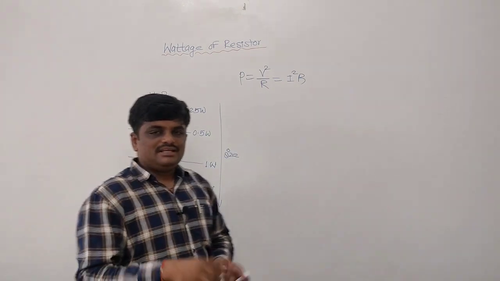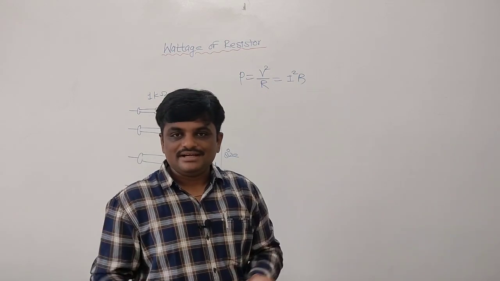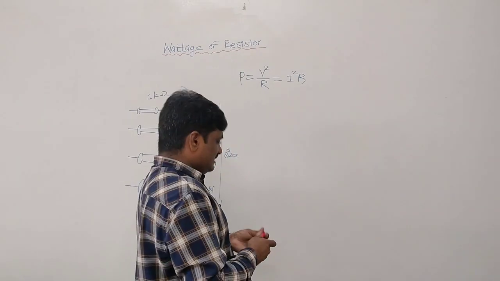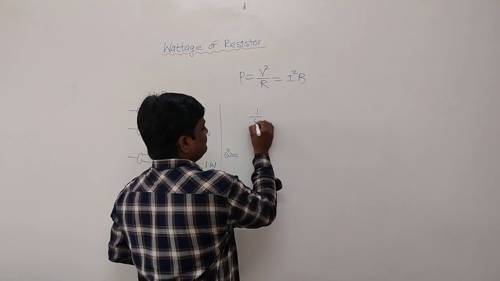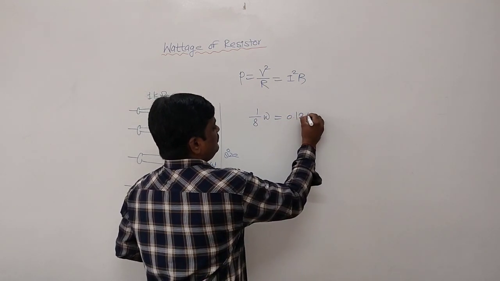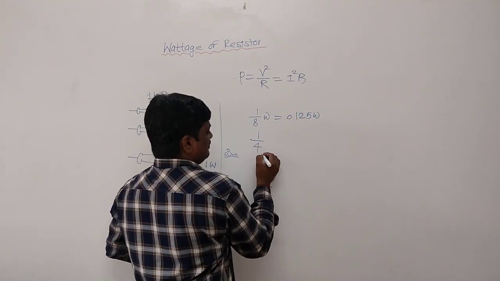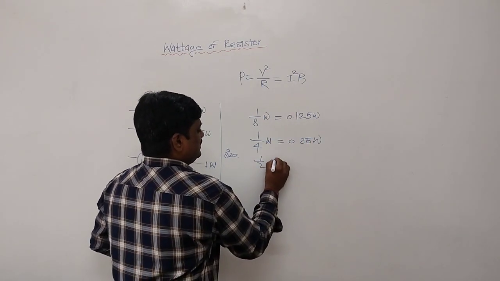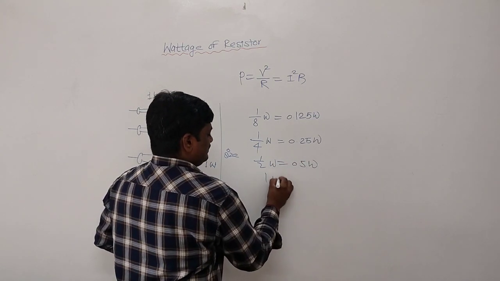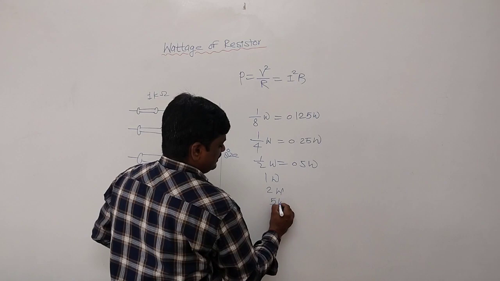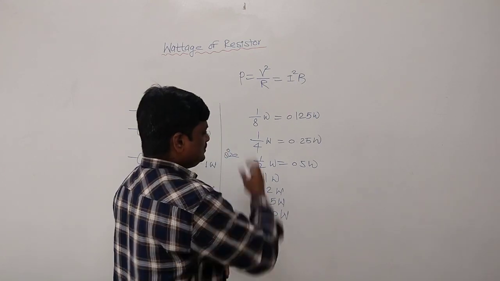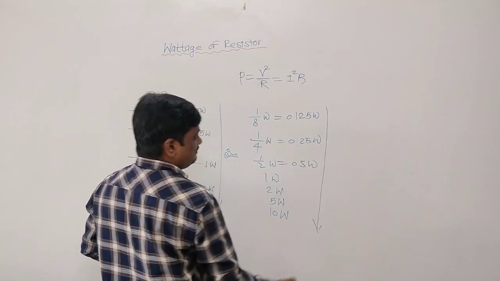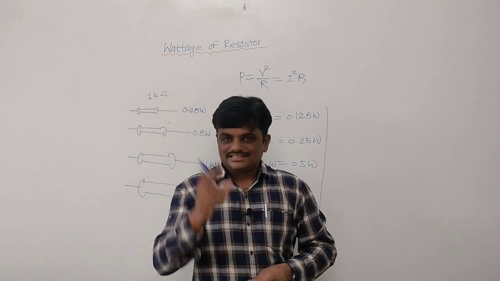In our lab, we have different resistors. The smallest resistor which we have has a wattage of 1 by 8 watt, that is 0.125 watt. Then we have the resistor of 1 by 4 watt, that is quarter watt, 0.25 watt. Then half watt, that is 0.5 watt. Then 1 watt, 2 watt, then 5 watt, 10 watt. This is nothing but the wattage of the resistor, and with increase in the wattage or power handling capacity of the resistor, its size also increases.